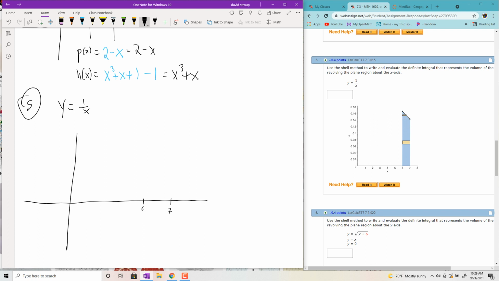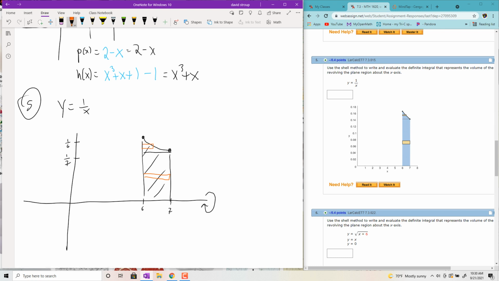So 1 over 6, we'll say this is 1/6, and then 1/7 below it. So we end up with this kind of picture. And the region we're rotating is this region. And we're doing it about the x-axis. Okay, so shells are parallel. So here's a typical shell. We have an issue, right? We're going to have to put it in the 2 regions. So there's going to be another region up here.